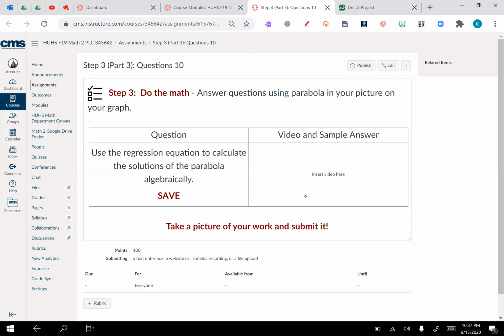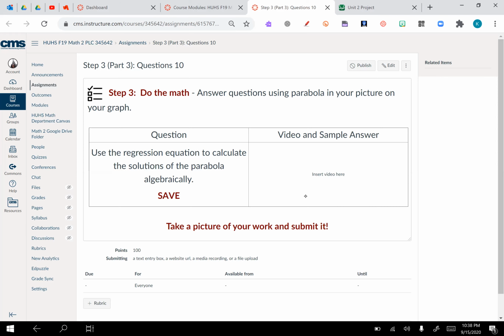Hi, everybody. So if you made it to this step, step 3, part 3, you are ready to answer question number 10. Congratulations, you are almost halfway. You are halfway there. So let's take a look at what we're going to be doing today. You are going to use the regression equation to calculate the solution of the parabola algebraically, okay?